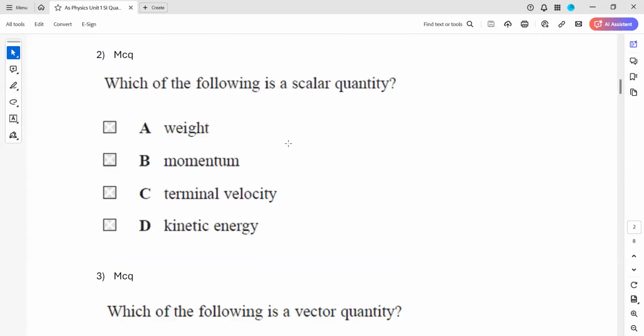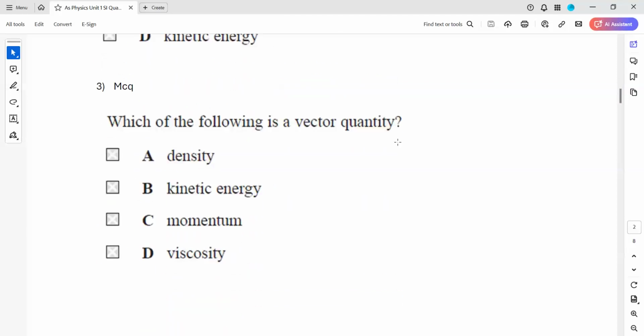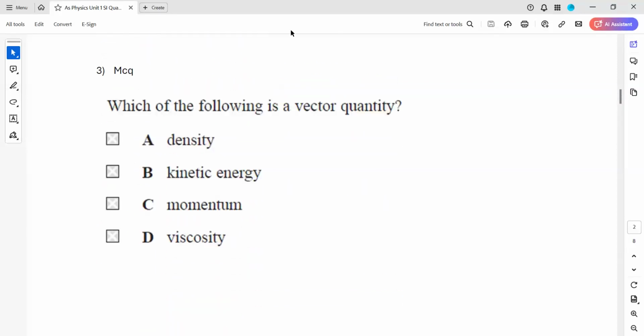Which of the following is a scalar quantity? Weight is a vector quantity, momentum has direction so it is a vector, velocity is a vector. Energy, any kind of energy, chemical, kinetic, potential, all these energies are scalar quantities. Which of the following is a vector quantity? Density is a scalar, all kinds of energy are scalar, viscosity is also scalar. Momentum has a direction, so momentum is a vector quantity.